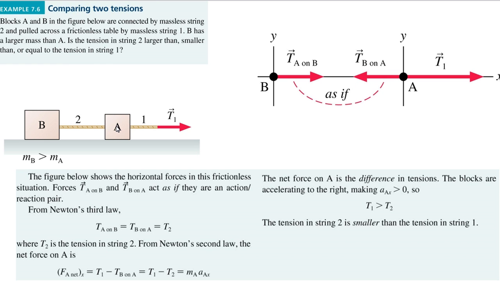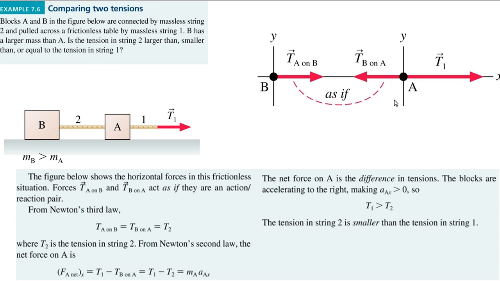B pulls A to the left just as hard as A pulls B to the right. Mass A then has two forces acting on it. The tension T1 to the right and T of B on A to the left.